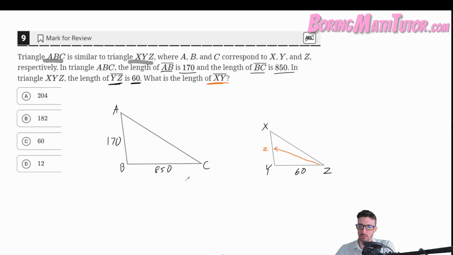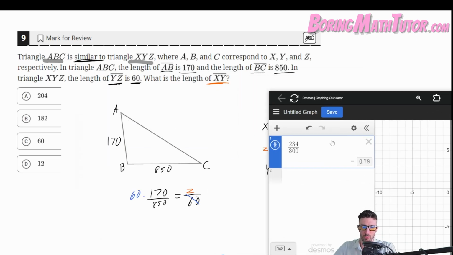But here, all I need to do when I have similar triangles is to set up a proportion. So I can just say 170 over 850 is going to equal Z over 60. So now to solve that, I just need to get rid of the divide by 60. And I do that by introducing a times 60 on the other side. And at that point, I can just go to Desmos and do 60 times 170 over 850. And it turns out that comes out to 12.